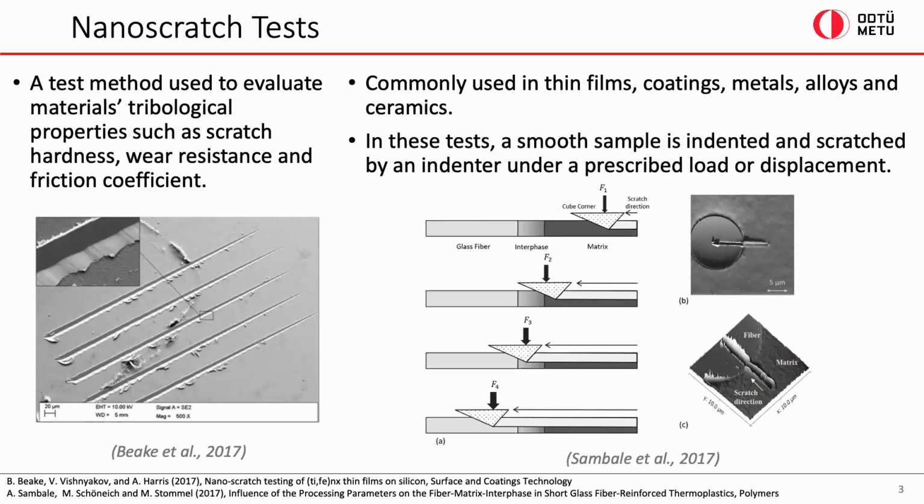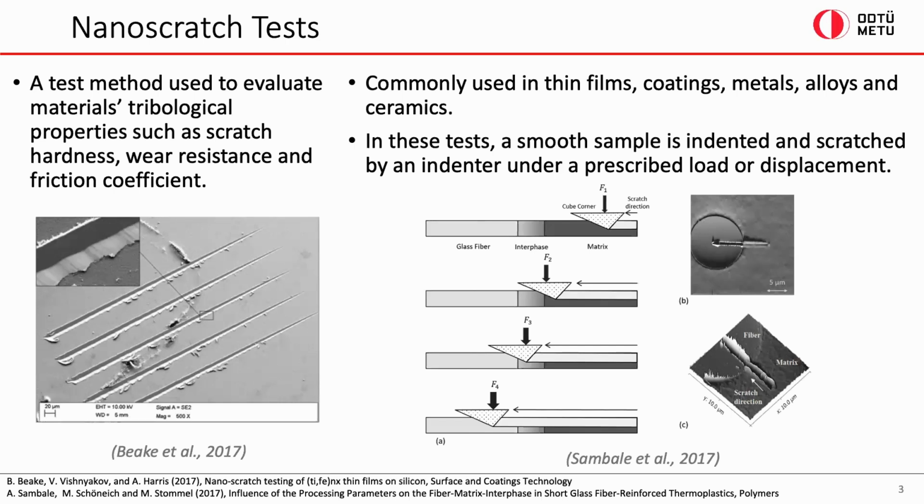To start off, what are nanoscratch tests? This is a test method, as the name suggests, which is done through an indenter scratching the material. It's used to evaluate the tribological properties of a material, such as its hardness, wear resistance, and friction coefficient between the indenter and the material. Similar to nano-indentation, an indenter geometry is used. The indenter indents into the material and scratches, as shown in this figure. And as you can see in the experiments, the scratches look like this, and there is chip material removed due to the scratching process.